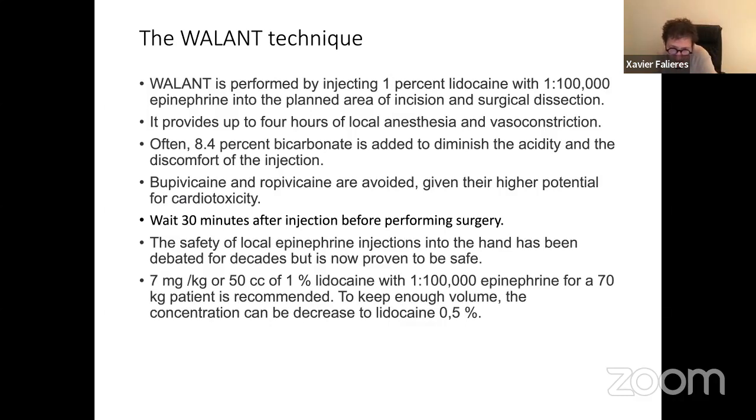You can use 7 milligrams per kg, so 150 cc for a 70 kg patient. Also for foot surgery, it's becoming popular. You can use up to 100 milliliters of lidocaine if you lower the concentration to 0.5%. So keep in mind, try it. We began in a hospital, with high satisfaction also from patients. The Walant technique is very, very useful, certainly for you.